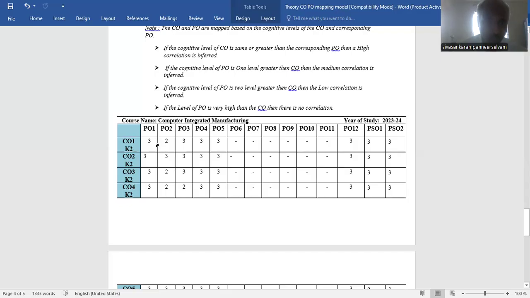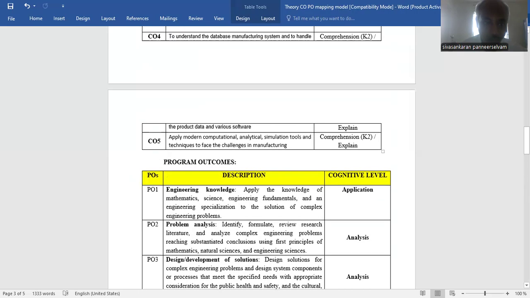Maximum weightage. Then you take the next comparison, course outcome 1 and program outcome 2. So what is program outcome 2? How can that be mapped with CO1?